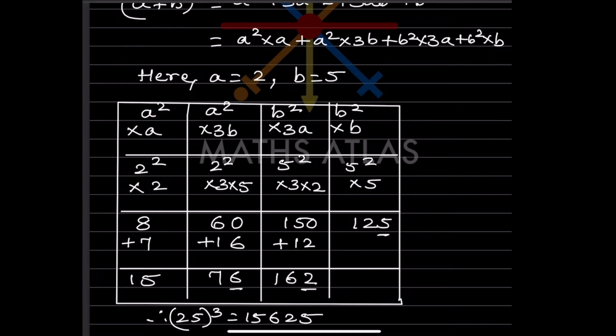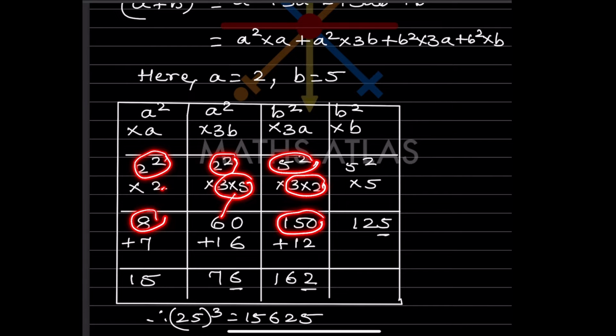So a square into a means 2 square into 2. Then 2 square into 3 into b, that is 3 into 5. Then b square into 3a, that is 5 square into 3 into 2. And b square into b means 5 square into 5. So now this is going to be 4 into 2, that is 8. Then 4 into 15, that is going to be 60. Then 25 into 6, that is going to be 150. And 25 into 5, that is going to be 125.